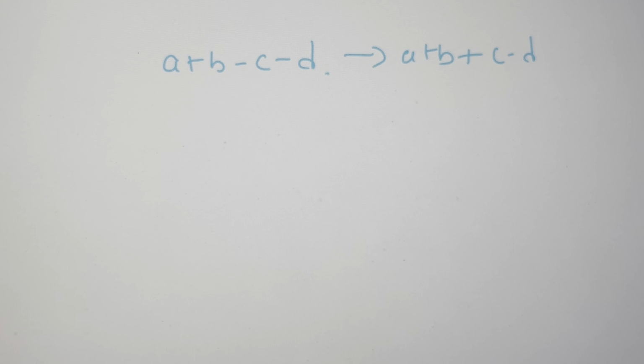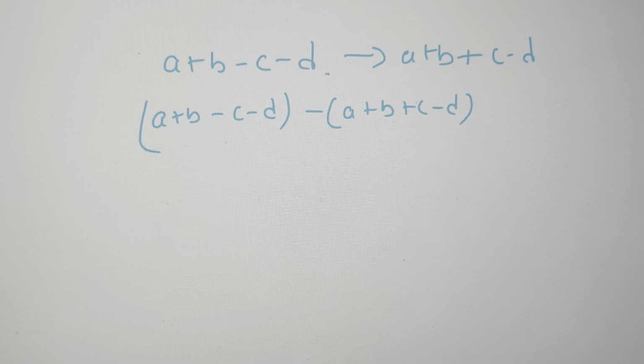If I take the first expression A plus B minus C minus D, and difference means a minus sign, and we take the second expression as A plus B plus C minus D. Now when I open the bracket, first all four terms will remain the same. Here there is a minus sign, so all will change: minus A, minus B, minus C, plus D.